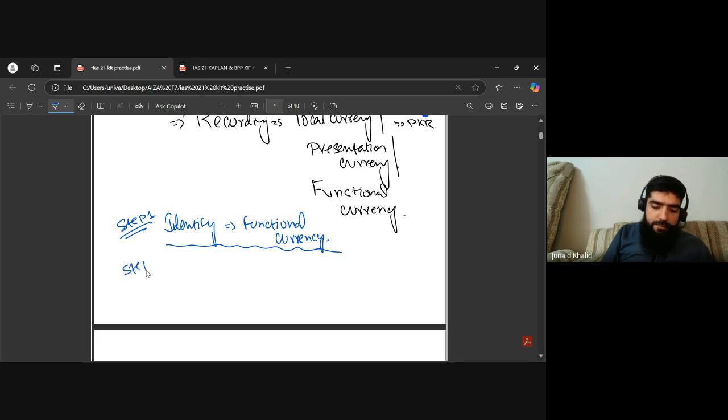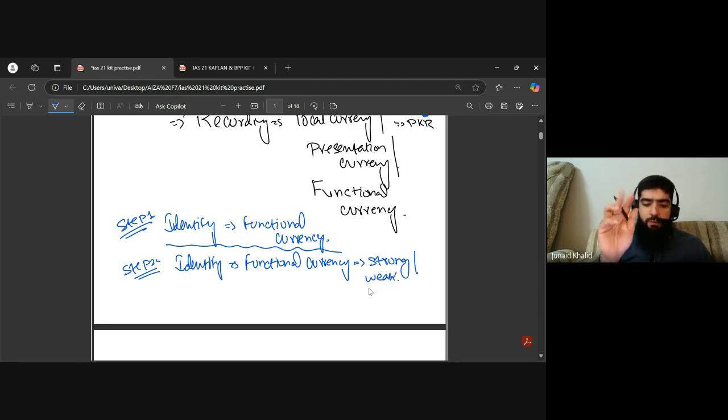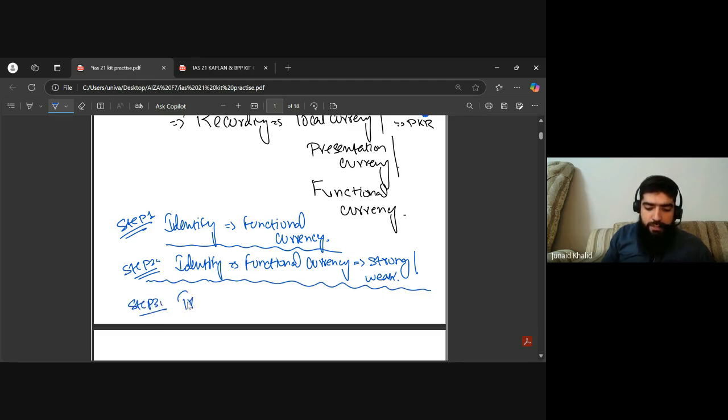Step number two, you need to identify whether your functional currency is strong or weak. So we need to identify two things. Number one, which one is your functional currency, and the second is whether your functional currency is strong or weak. And the third and last step is the translation.